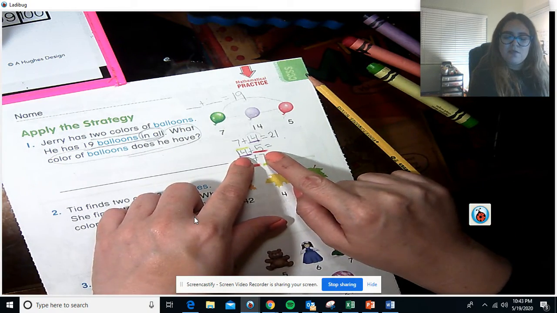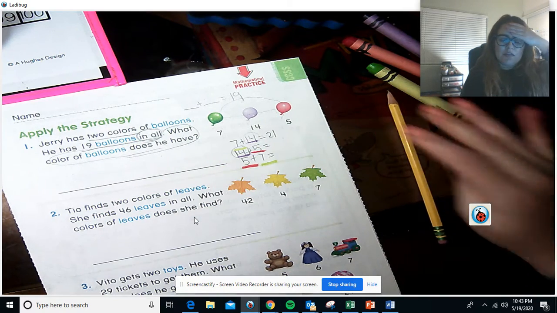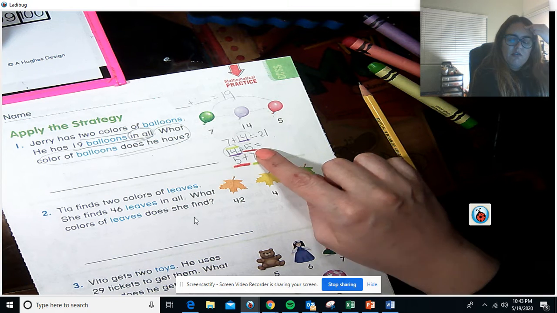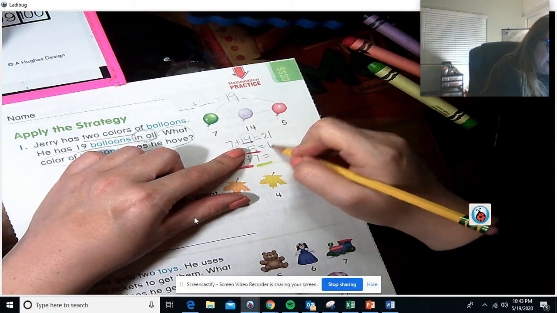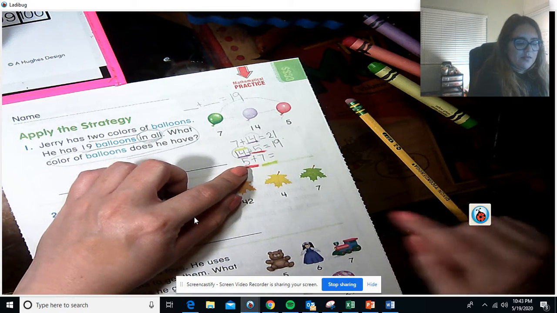14 plus 5. Okay, take the bigger number and put it in your head. 14 goes in your head, and then we're going to add 5 more. Keep 14 right here. 14, 15, 16, 17, 18, 19. So we're adding 5, and that equals 19. That's it. Let's check the next one just to make sure.